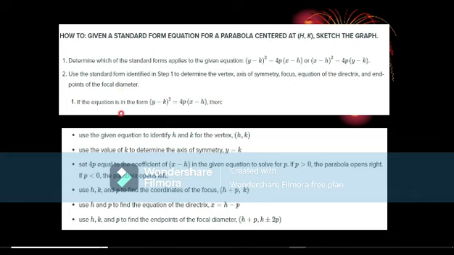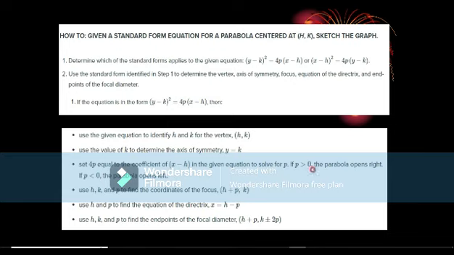So if the equation is in the form of (y minus k) squared equals 4p times (x minus h), then use the given equation to identify h and k for the vertex (h, k). Use the value of k to determine the axis of symmetry, wherein y is equal to k. Then set p equal to the coefficient of (x minus h) in the given equation to solve for p.